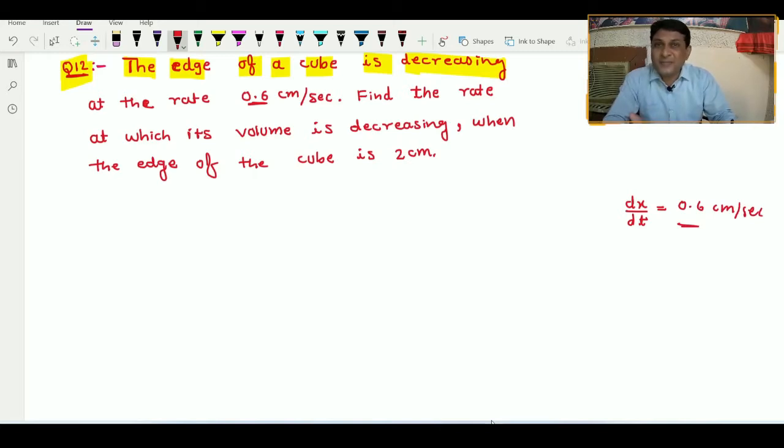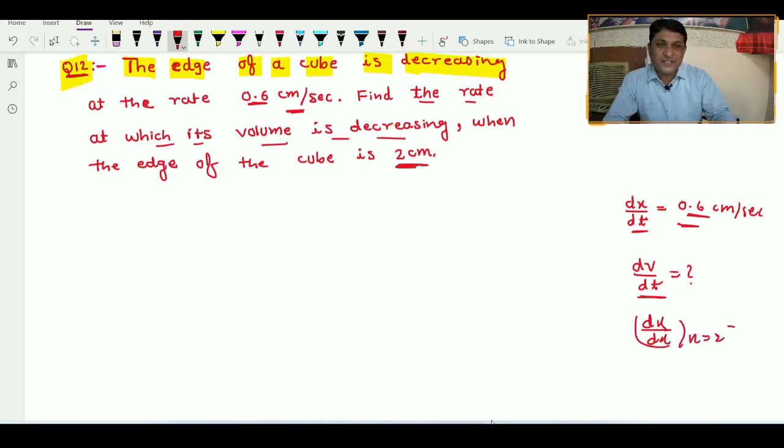If we are denoting the edge by x, at that time dx by dt will be equal to 0.6 centimeter per second. It is given to us, and the question is to find out the rate at which volume is decreasing. Volume is decreasing means volume is changing, means we have to find out dv by dt. This is our question when the edge is equal to 2 centimeter. So we have to find out the value of dv by dt when x is equal to 2. This is the required value here.